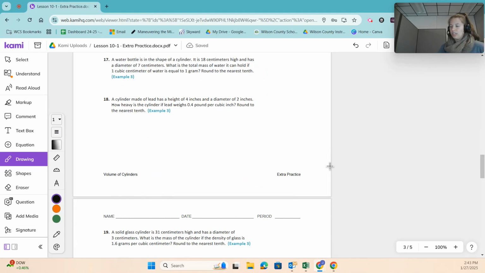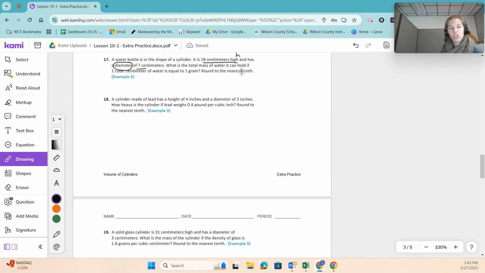Okay, then let's take a look at some word problems here. So if they don't give you a picture, you have to pay attention to the dimensions that they do give you. A water bottle is the shape of a cylinder. It is 18 centimeters high. So this is our height, or our h, and has a diameter of 7 centimeters. What is the total mass of the water? They can hold 1 cubic centimeter of water is equal to 1 gram.